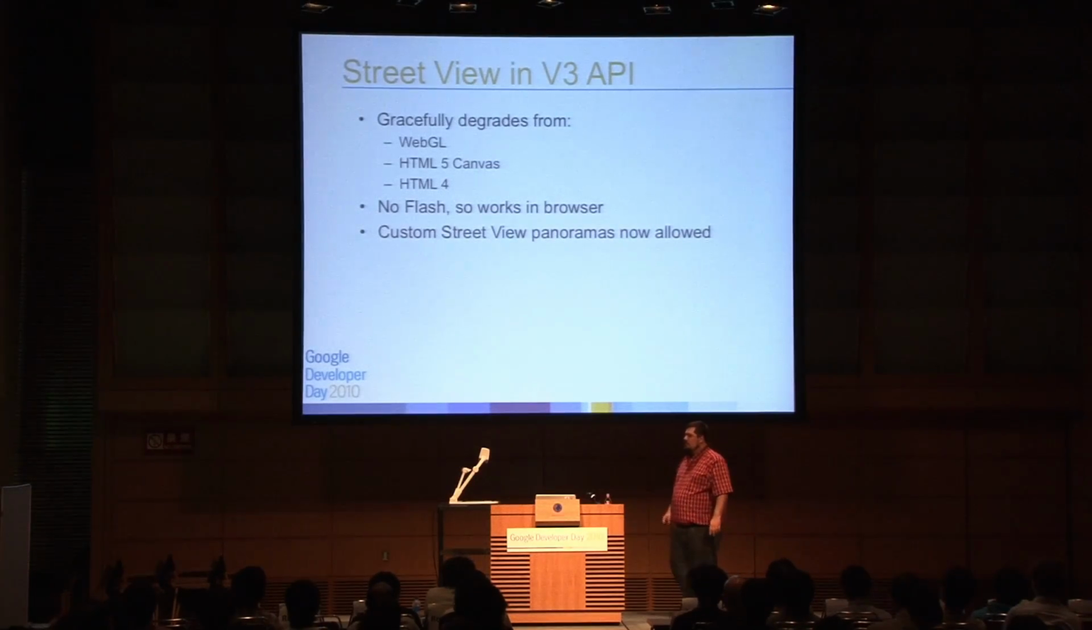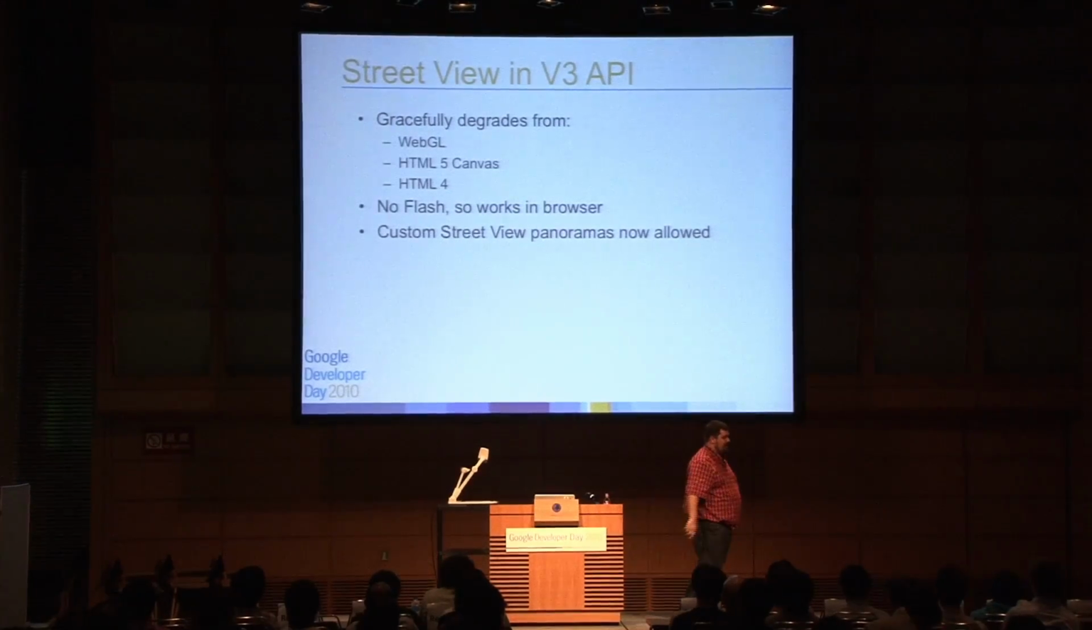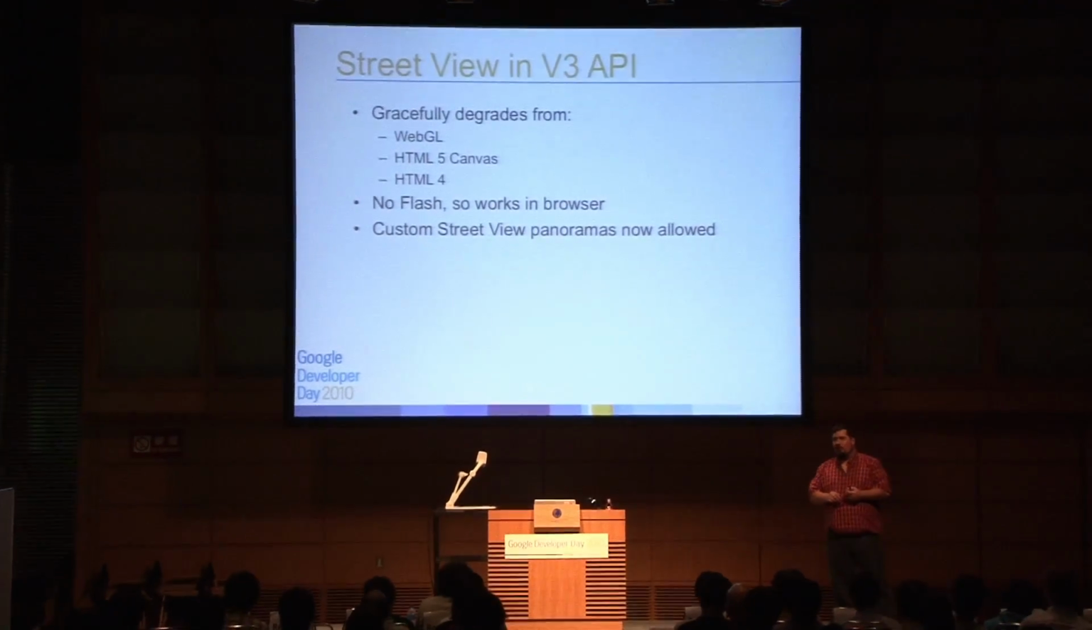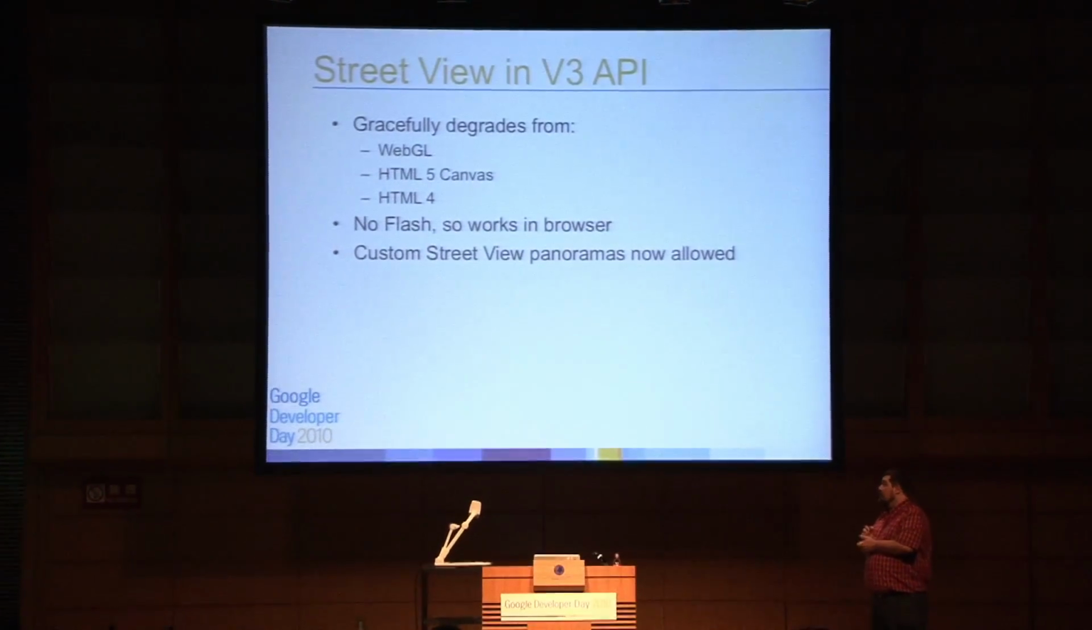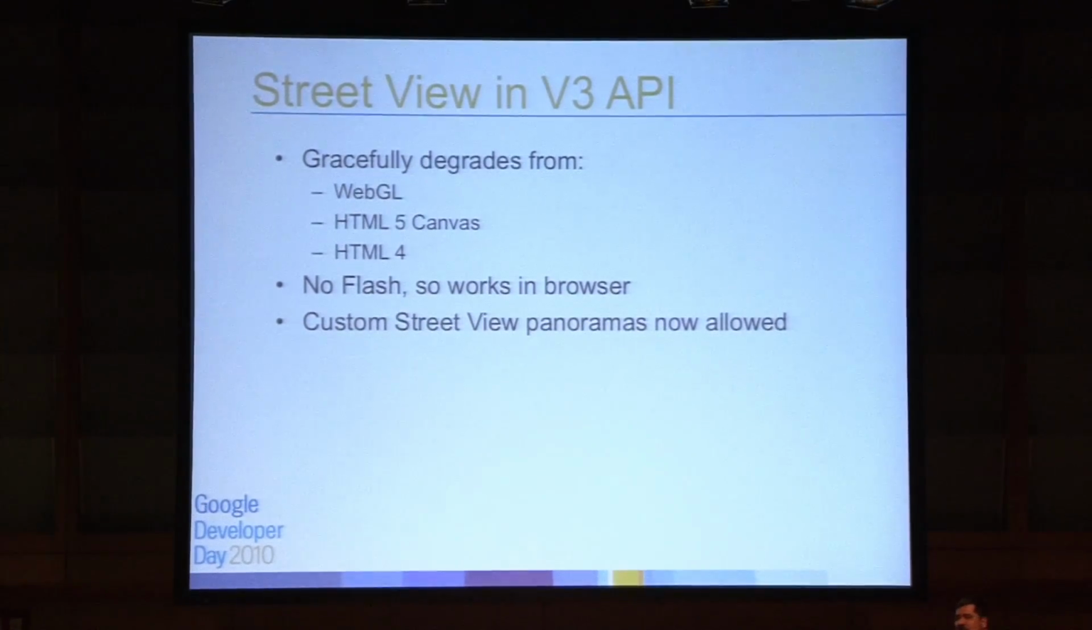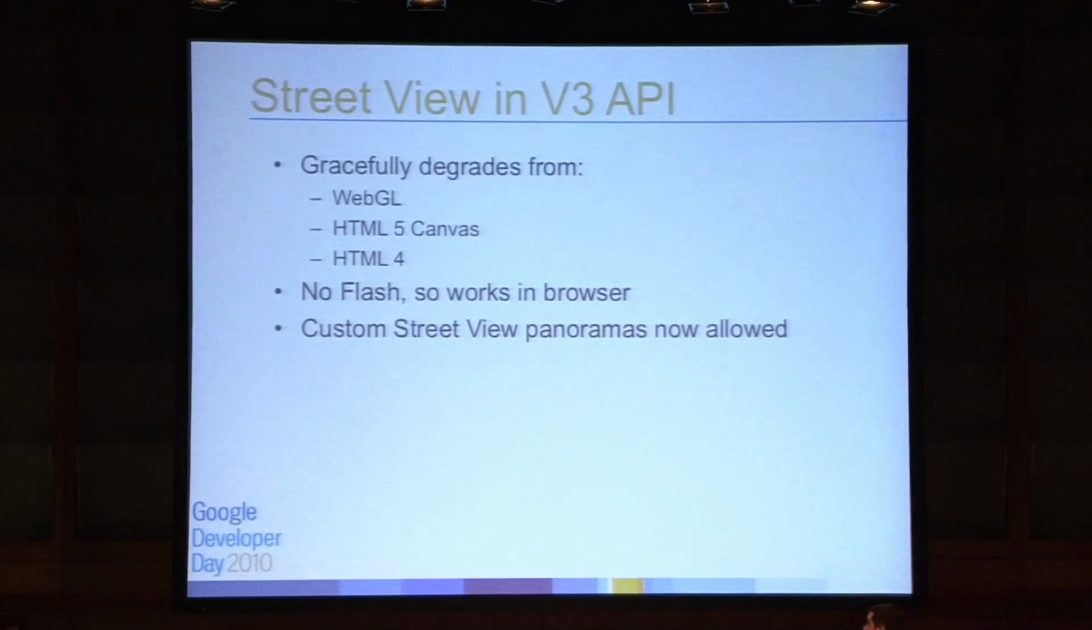Okay. So I wanted to mention this. This is not strictly speaking an optimization, but I wanted to talk about how we optimize the Street View experience for your mobile experience or for your web-based experience. So the Street View in Google Maps API, and I'll show a demo of this later.